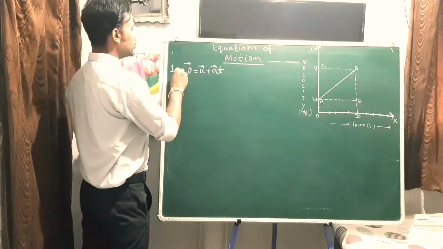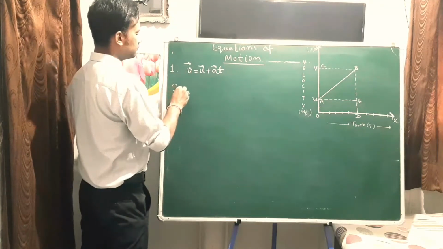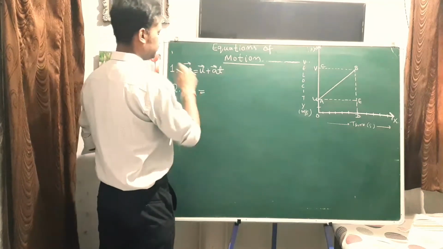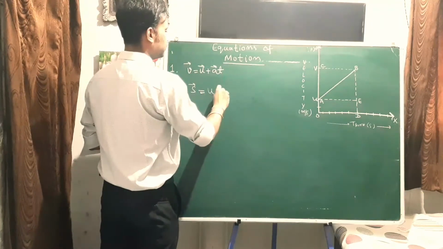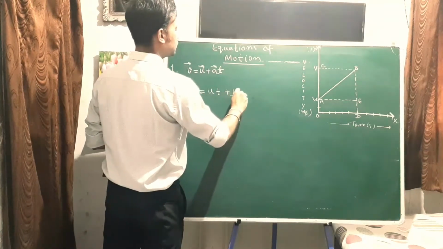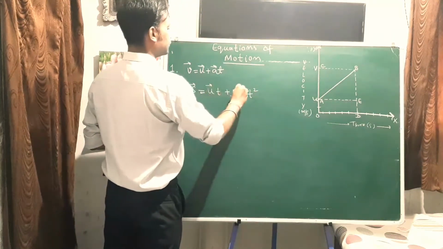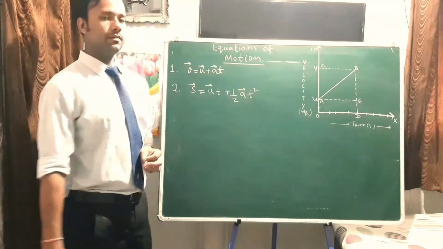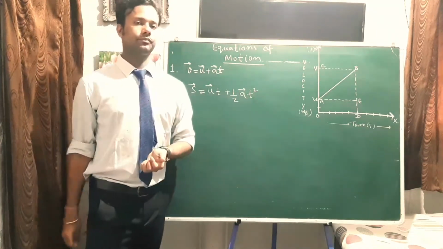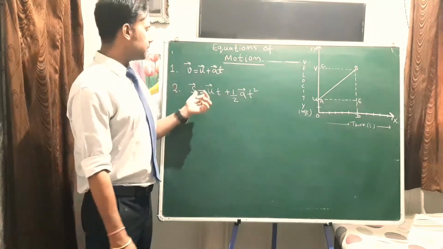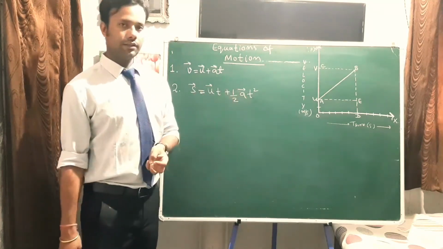The second equation is s equals ut plus half at square. What is s here? s is displacement, a is acceleration, right? So this equation relates the displacement and acceleration.